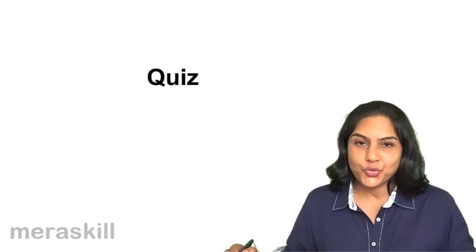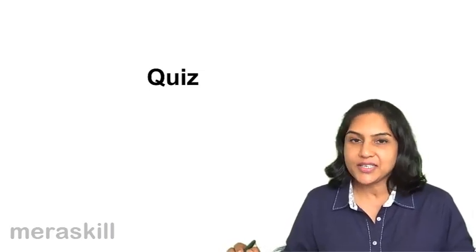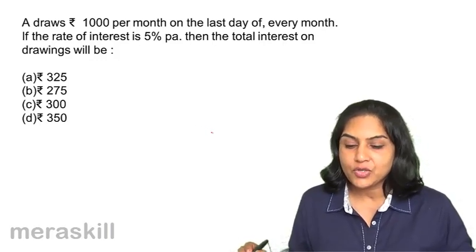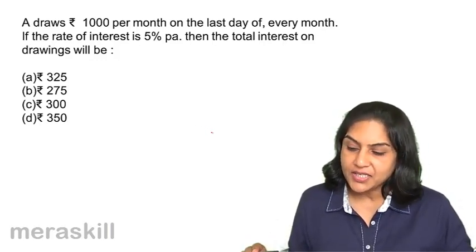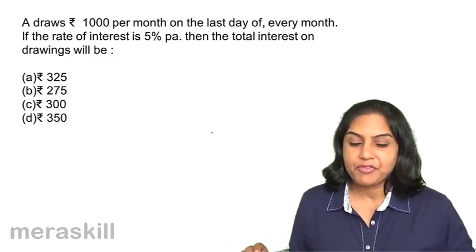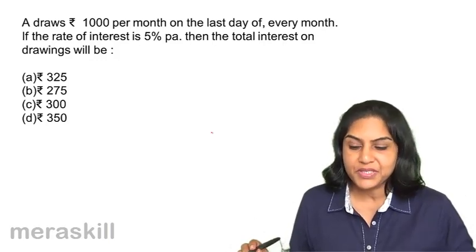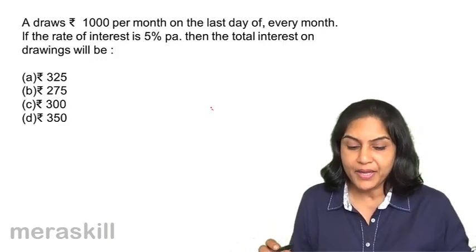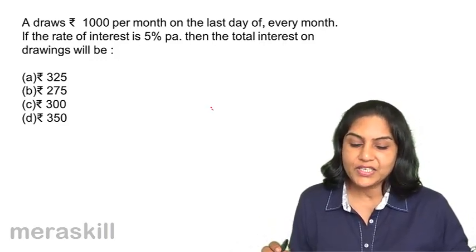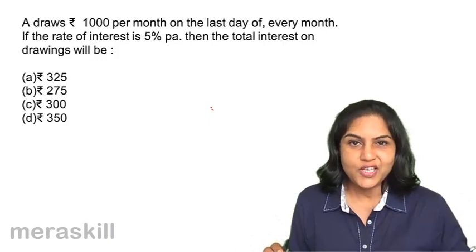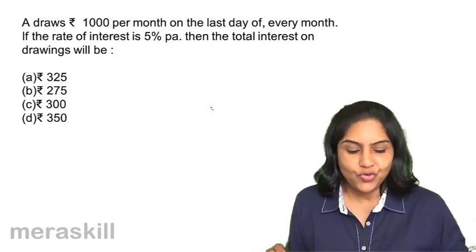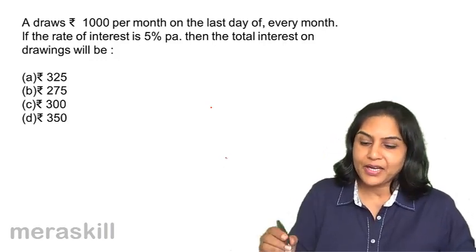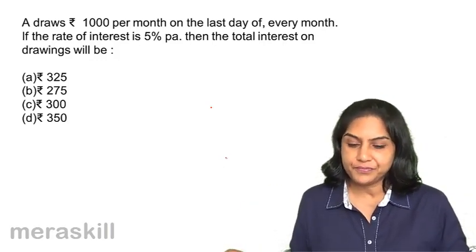Let us take a short quiz to test our understanding so far. A draws 1000 per month on the last day of every month. If the rate of interest is 5% per annum, then the total interest on drawings will be A 325, B 275, C 300 and D 350. Come on, quickly make the computations.